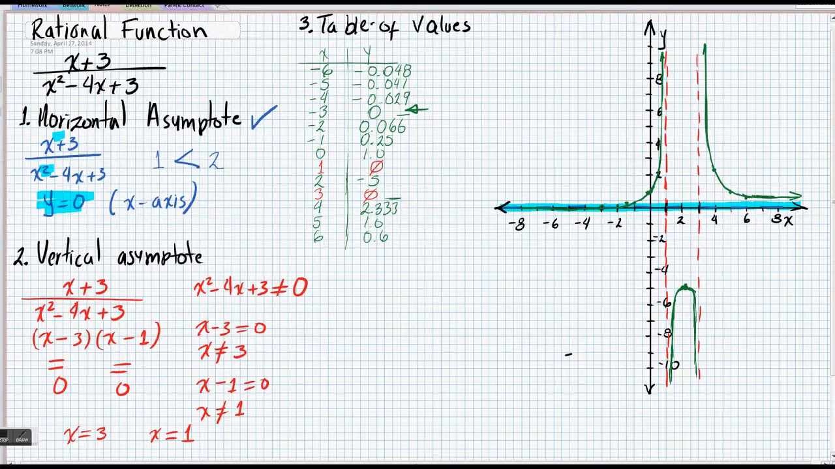a rational function. Now, this is not the only type of rational function. And as a cautionary note, notice that we could also have, theoretically, more vertical asymptotes. But usually we only have one horizontal asymptote.